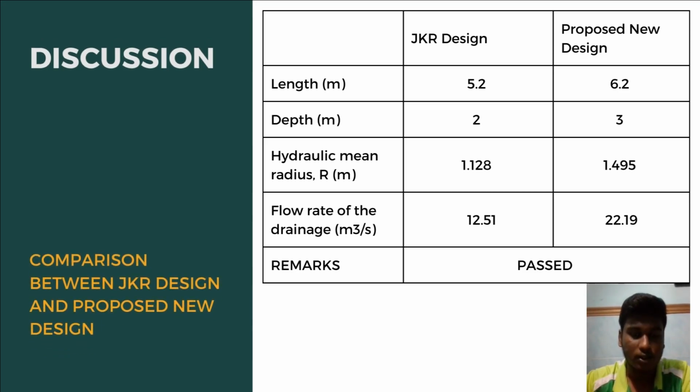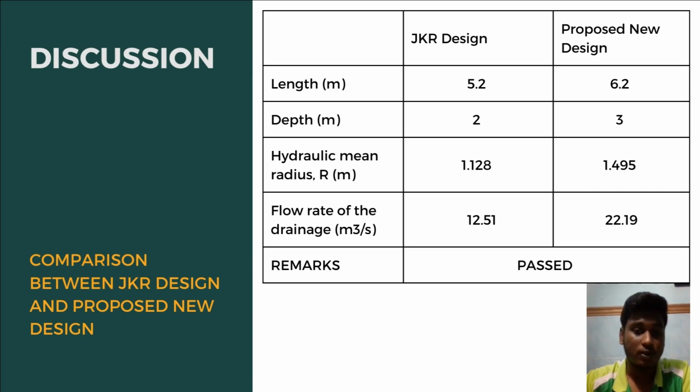Hi and hello. Okay, now I'm going to explain my part, which is the discussion part. If you look here, we have the JKR design and the proposed new design, with their length, depth, hydraulic mean radius, flow rate of drainage, and the remarks are passed. So I can give justification on the method I chose.